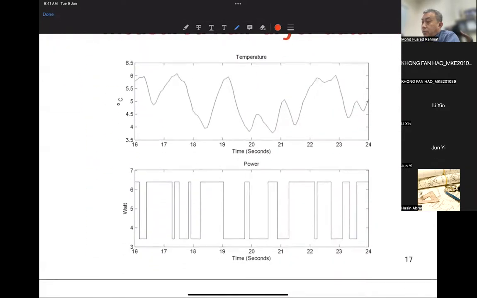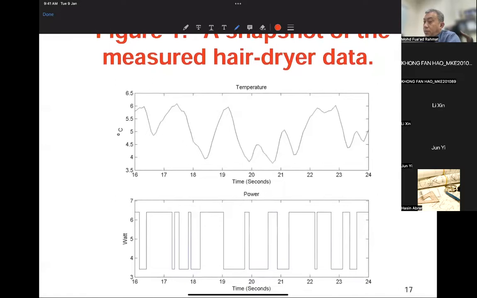So this is the data from the hot air blower system. This is the output and this is the input. You can see that the output tries to follow the input accordingly for this PRBS signal.